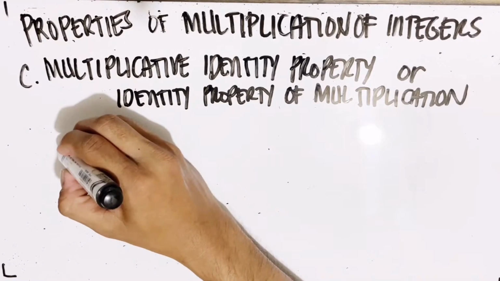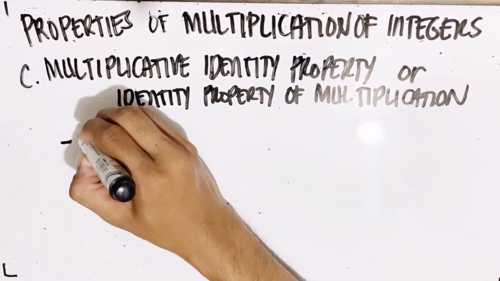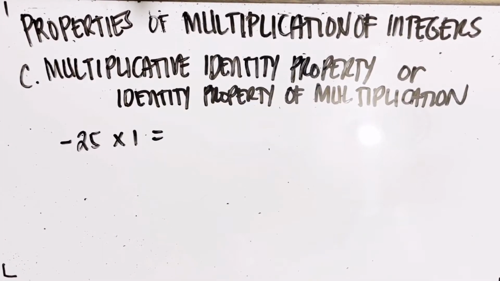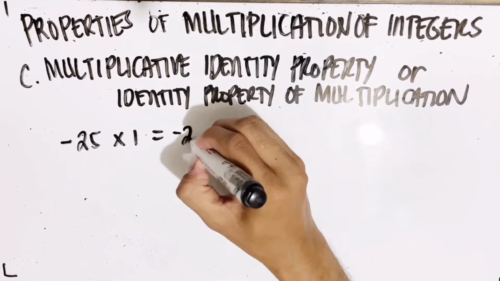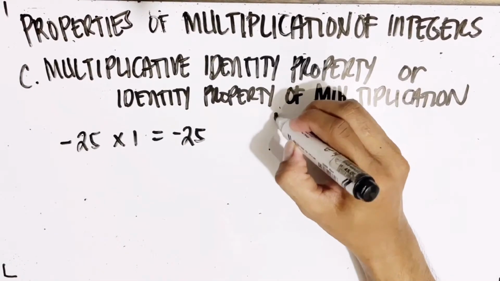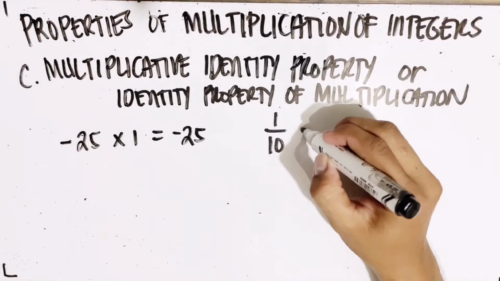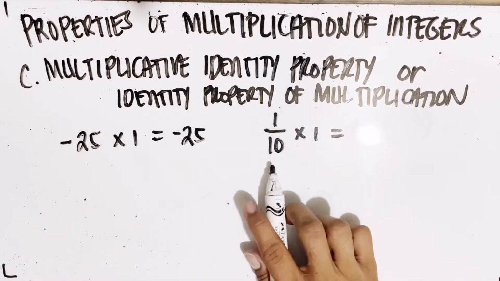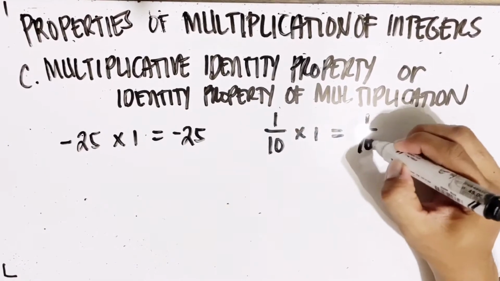Examples: negative 25 times 1 is equal to itself, which is negative 25. How about 1 over 10 times 1? That is still equal to itself, which is 1 over 10.